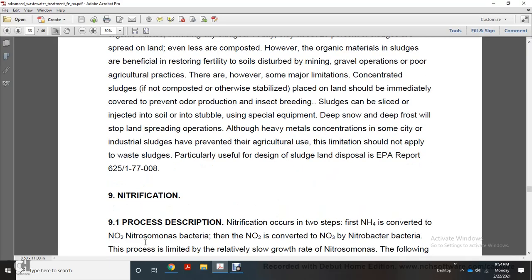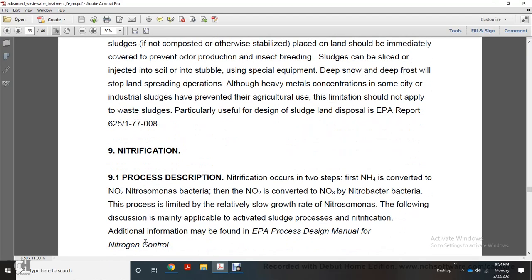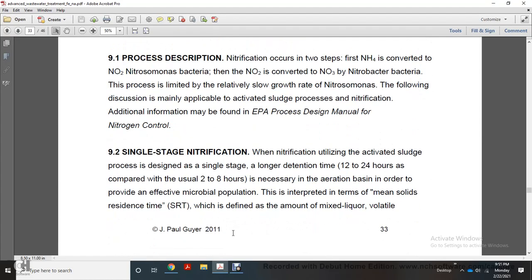625-177-008. Nitrification process description. Nitrification occurs in two steps. First, NH4 is converted to NO2 by nitrosomonas bacteria. Then NO2 is converted to NO3 by nitrobacteria. The process is limited by the relatively slow growth of nitrosomonas. The following is mainly applicable to the activated sludge process of nitrification. Additional information may be found in the EPA process design manual for nitrogen control.